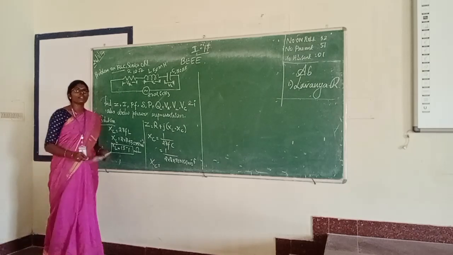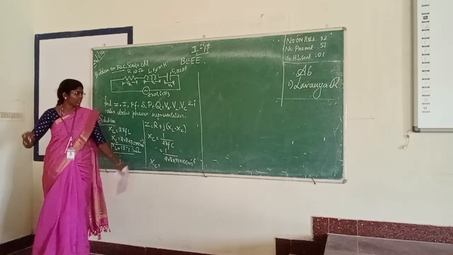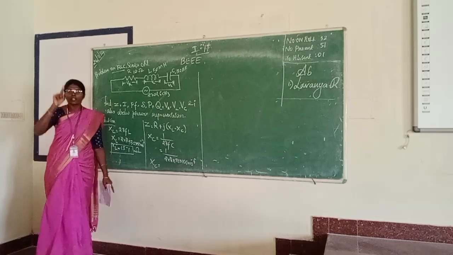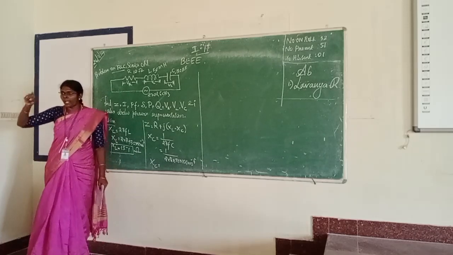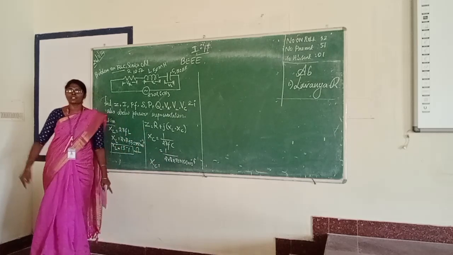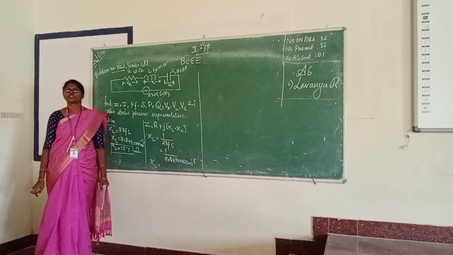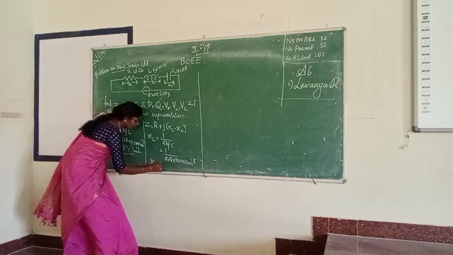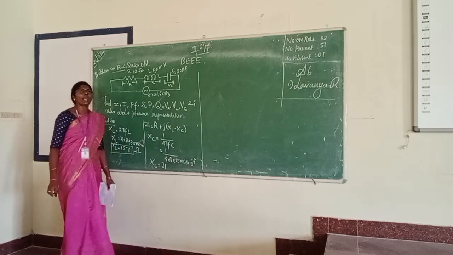Do it again. 1 divided by, open the bracket and then do all the calculations. It is 1 divided by, make a bracket open, and then 2 into pi into 50 into 100 into 10 to the power minus 6. Again close the bracket. 31.4. This is how you have to do that.